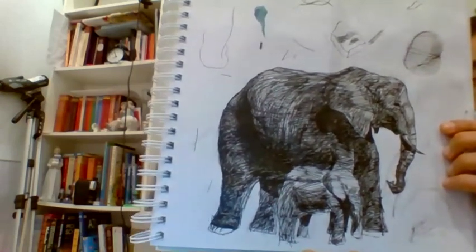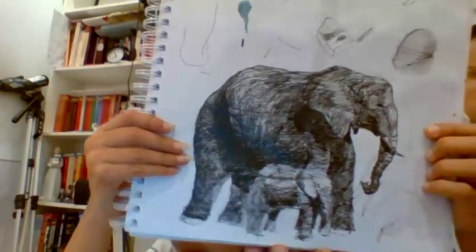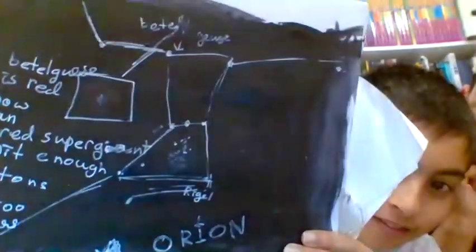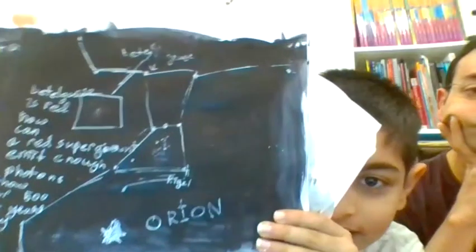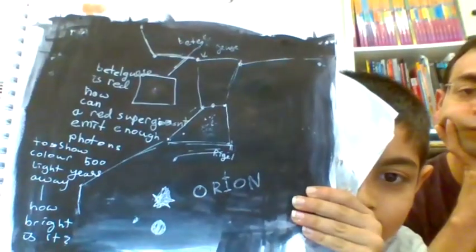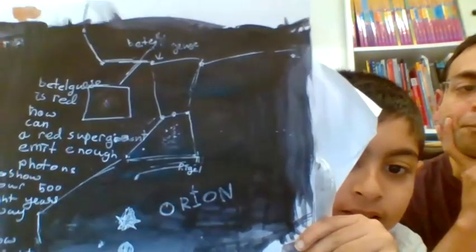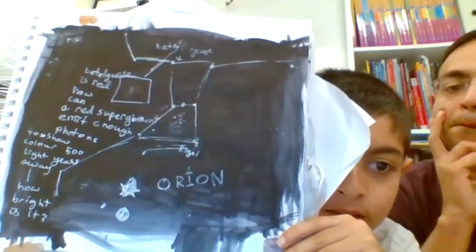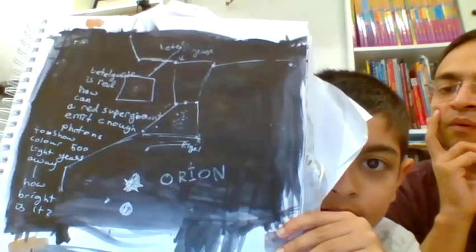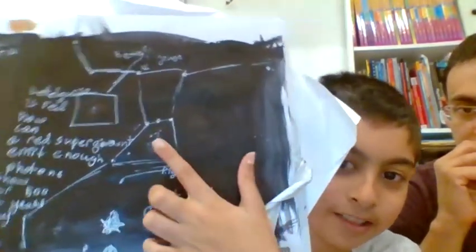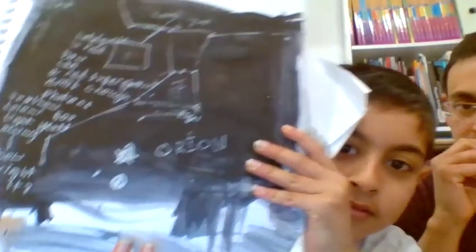Oh, this is exciting. I did it all in ink. And then as for Orion, oh, nice. And I love how you're kind of zooming in. Oh, this is really fun. That's right. So that's 500 light years away. That's really fun.